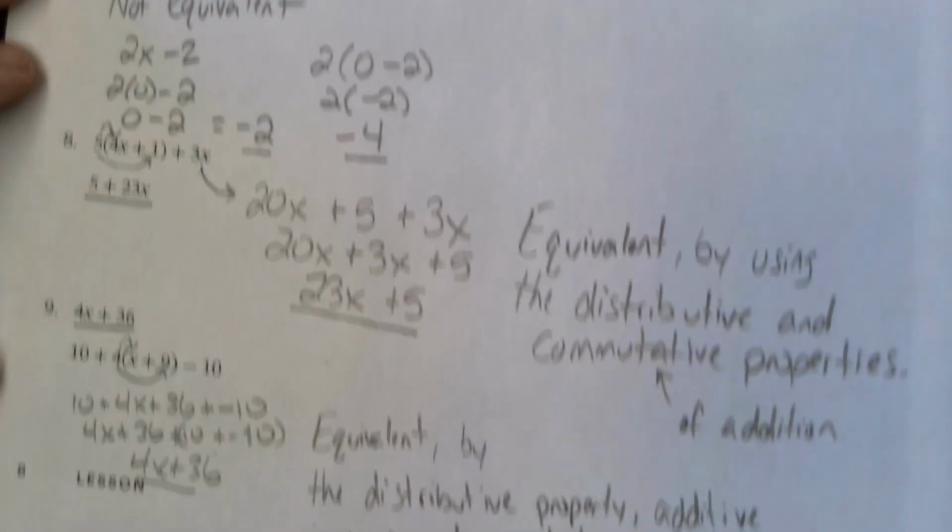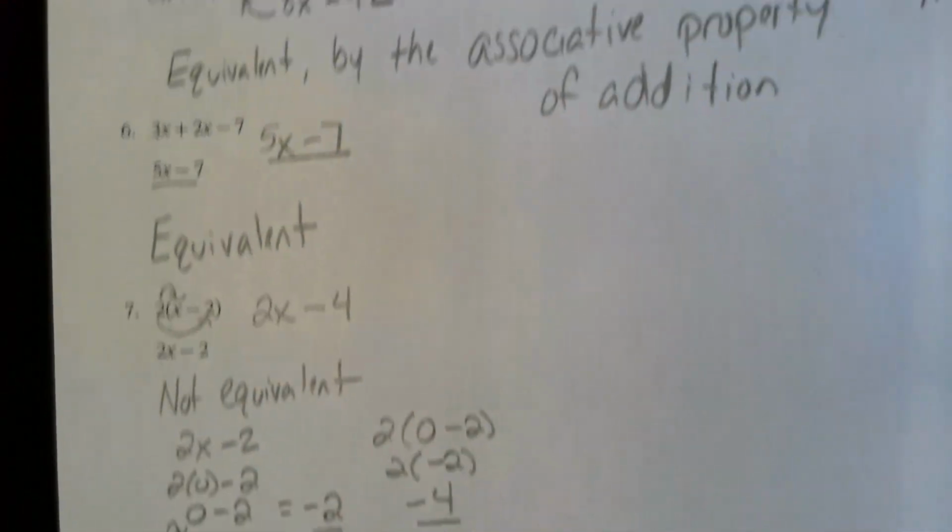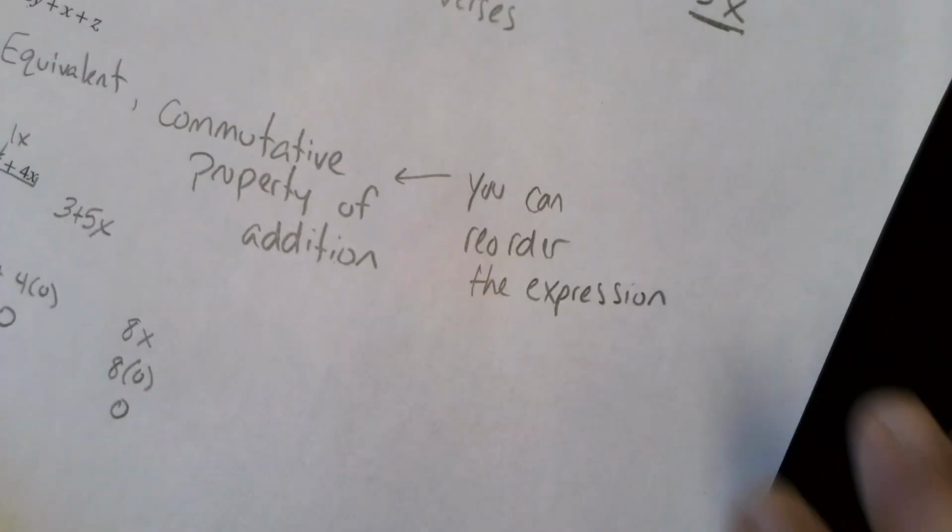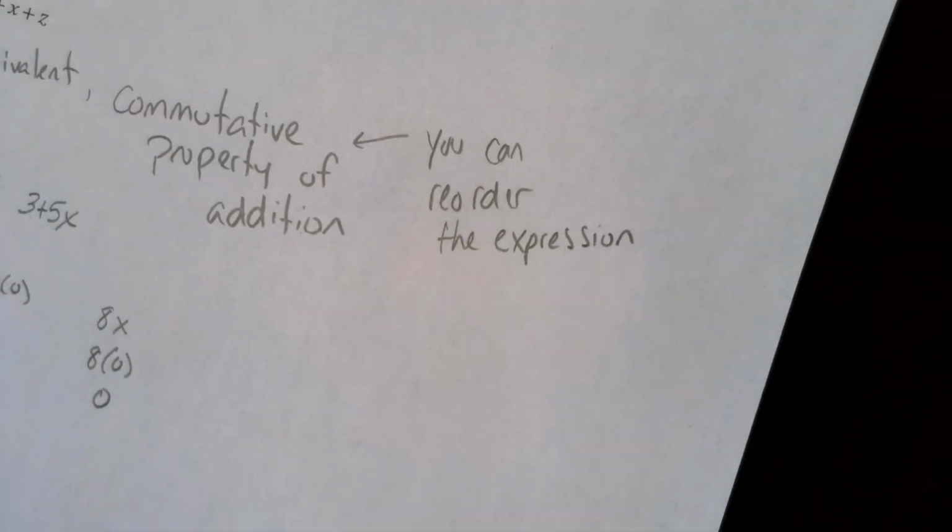So these are all examples showing that we have equivalent or not equivalent expressions, using those properties that we've previously learned.